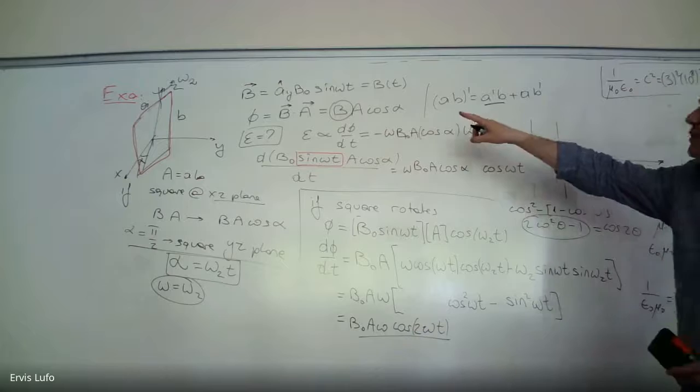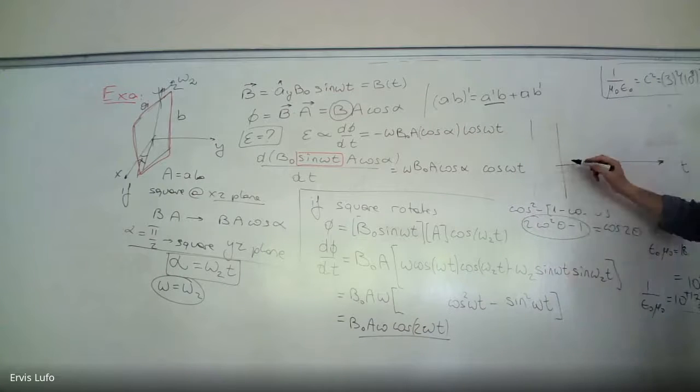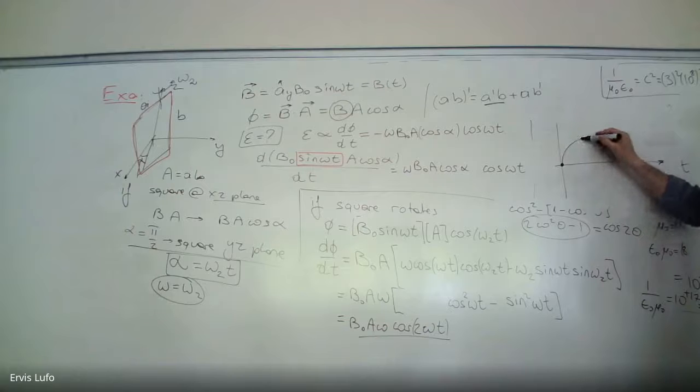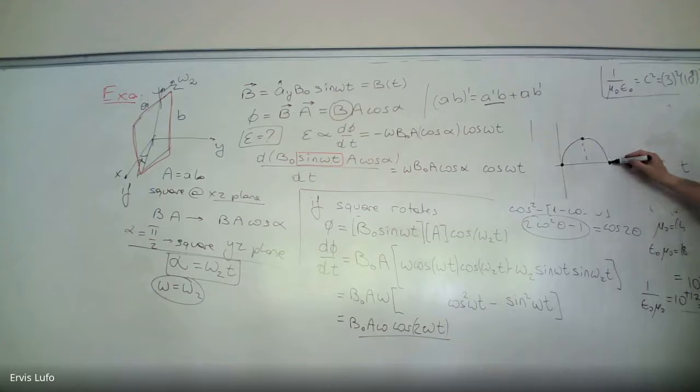The B, how can I write B here? When t is equal to 0, B is 0, because sine of zero is zero, so this is pi over 2, this is another pi over 2, another pi over 2 here, this is 2 pi. Okay, and this is the B.